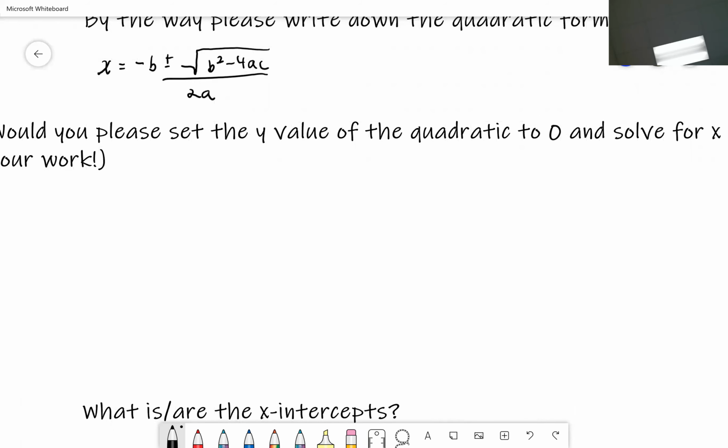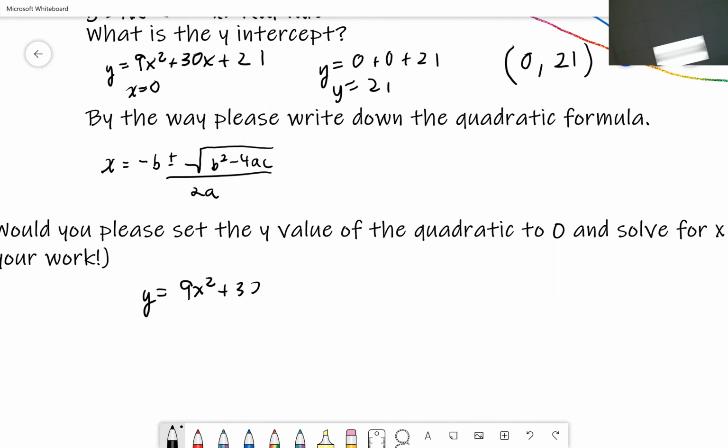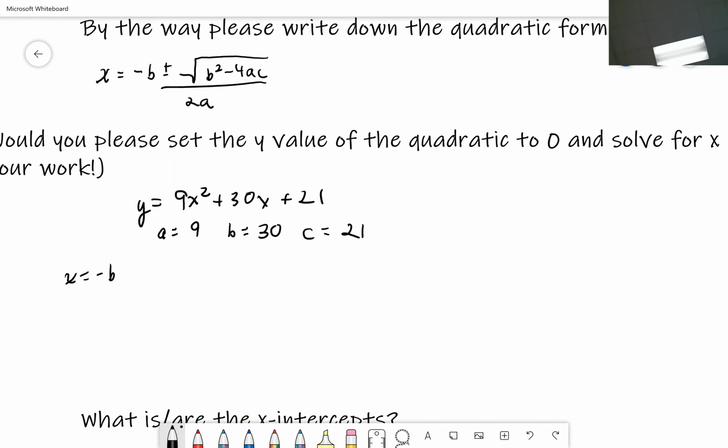It says, would you please set the y value of the quadratic to 0? So here's our quadratic: y equals 9x squared plus 30x plus 20. Well, if you set y equal to 0, you're trying to solve for x, right? But all you're supposed to do is say, okay, a equals 9, b equals 30, c equals 21. Therefore, x equals negative b plus or minus the square root of b squared minus 4ac, all over 2a. So, negative 30 plus or minus... guess what? I already calculated the discriminant. It's going to come out to 144. So I can just go ahead and substitute it here.